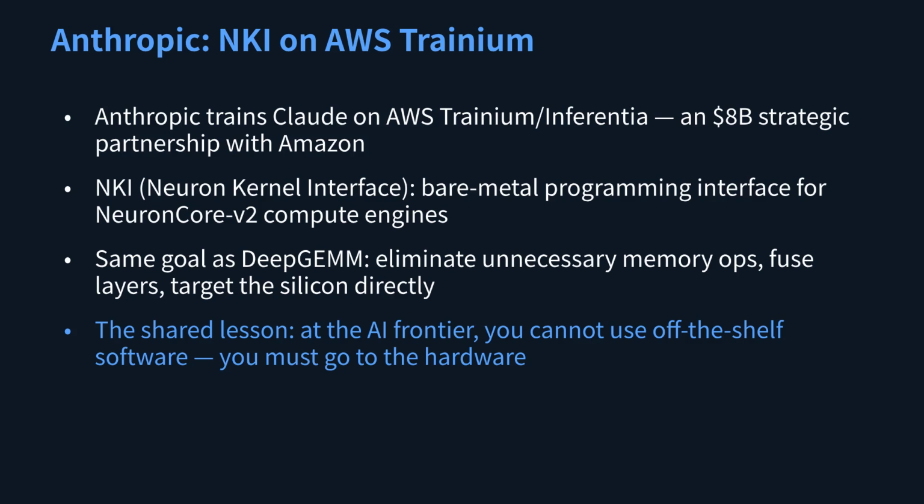All three companies, DeepSeek, Google, and Anthropic, have arrived at the same fundamental insight. At the frontier of AI, you cannot extract maximum performance using off-the-shelf software. You have to go all the way down to the hardware.